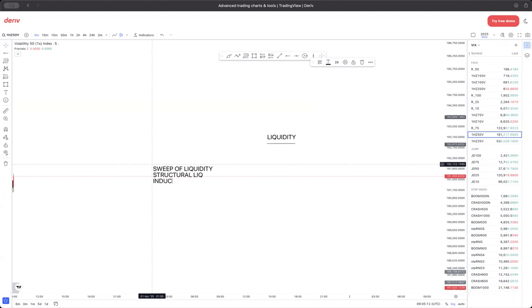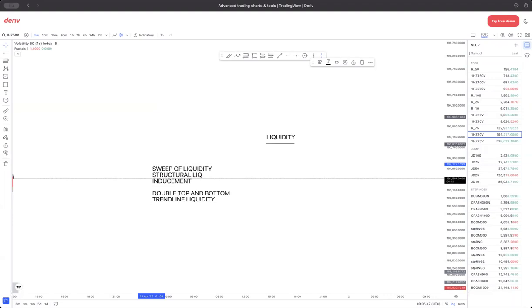Some people call it inducement. You must have been hearing of inducement. Then we have double top and double bottom. Then the most important one I love seeing is your trend line liquidity. Please, if you have questions, you just write your questions in the comment section. I'll take them. Trend line liquidity.